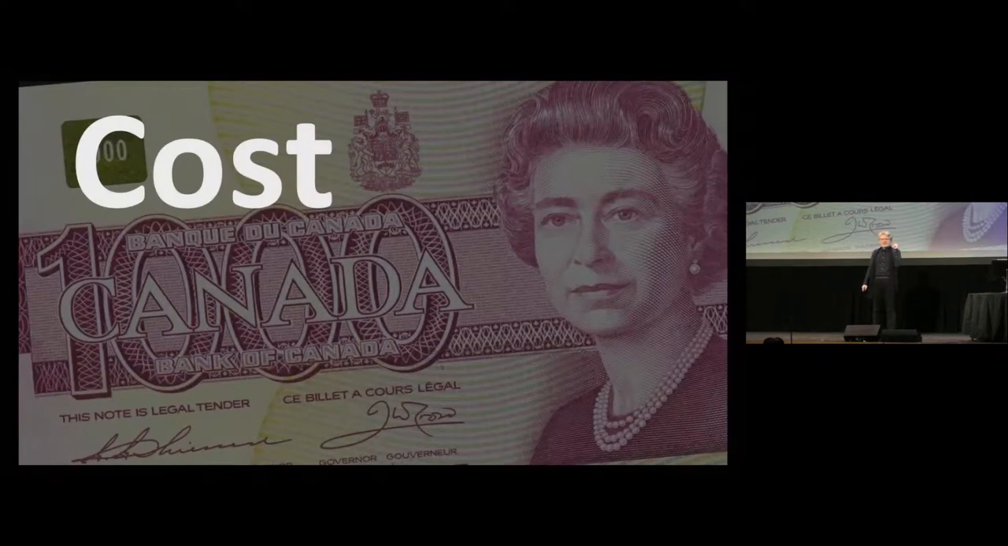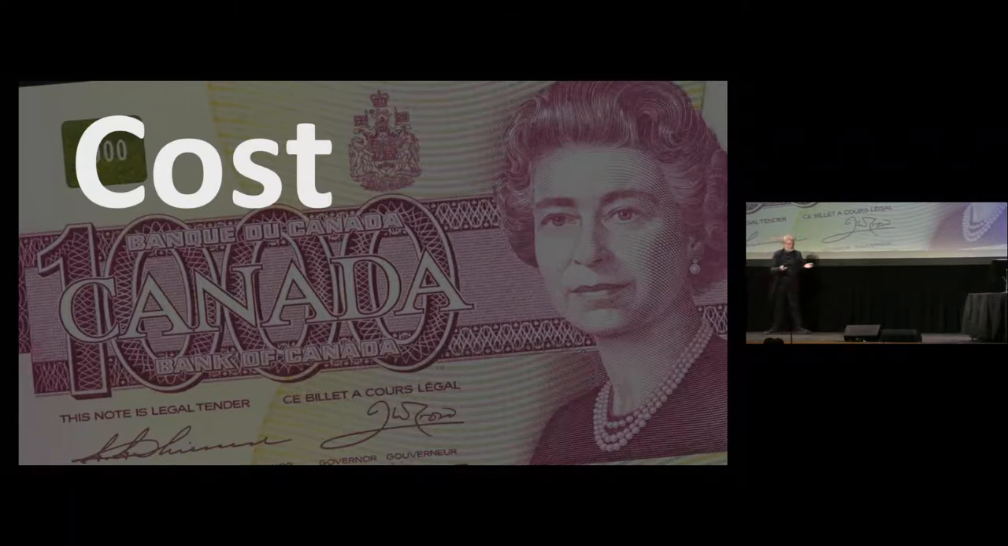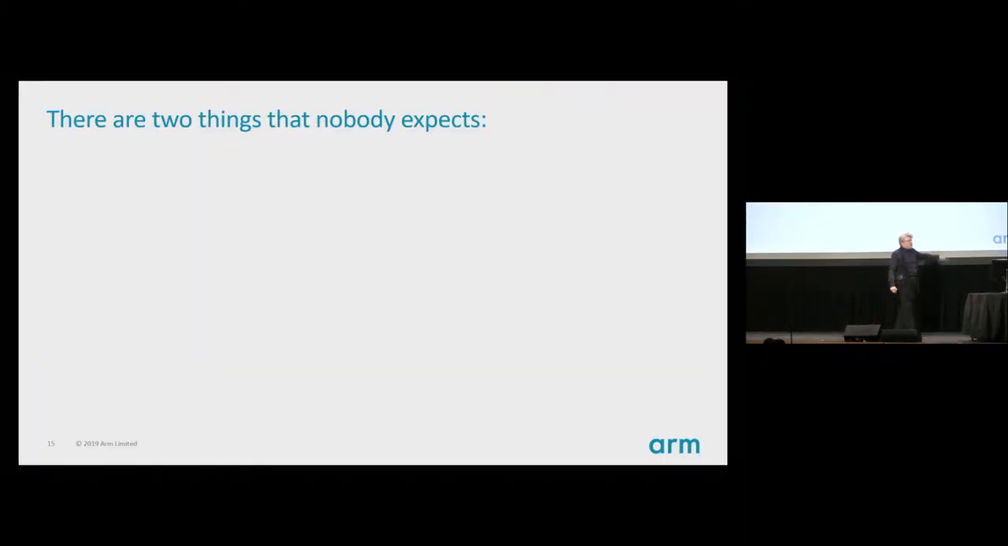No, actually. And why is that? Well, you know, stuff costs. You develop things, you put things into silicon, you add some hashes and things, and this is going to make performance slow. And there is a very, very sad truth in our business. Because there are two things that nobody expects. Which is the first one?